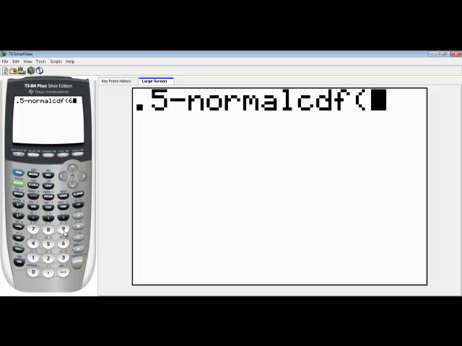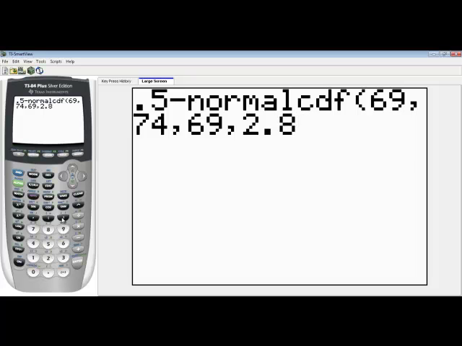So 69, comma, 74, comma, the mean is 69, comma, and the standard deviation is 2.8. The mean always has to go in before the standard deviation, and when you're typing in the two numbers that you want, the 69 and the 74, those always need to be in numerical order. So the smaller number always has to come first on those first two.